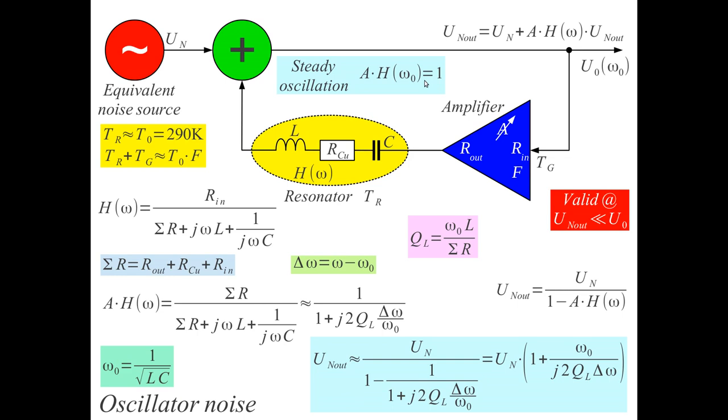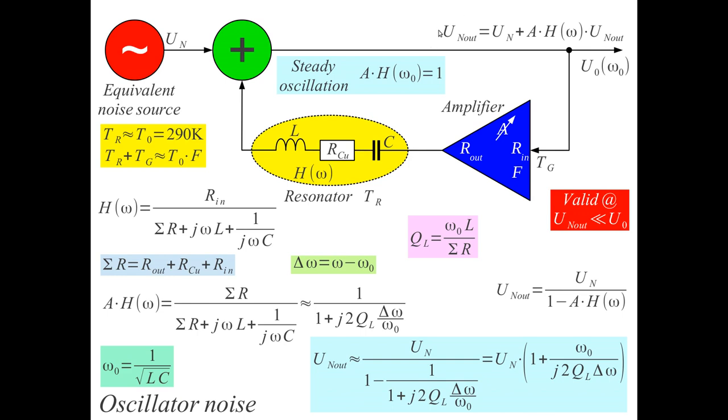Now, how does noise travel through this circuit? How does noise get processed in this circuit? We can try to calculate this noise voltage at the output. It is first the sum of the noise voltage at the input, UN. UN out is UN, plus the feedback signal. The feedback signal goes through A, goes through H of omega, and gets finally summed to the output signal. So this is the equation for how the noise propagates.